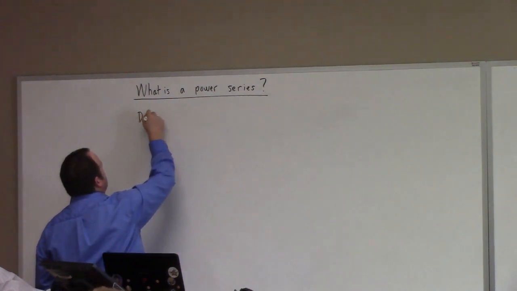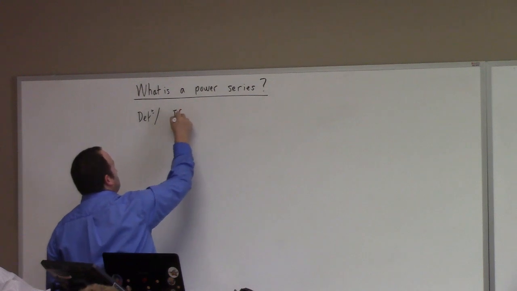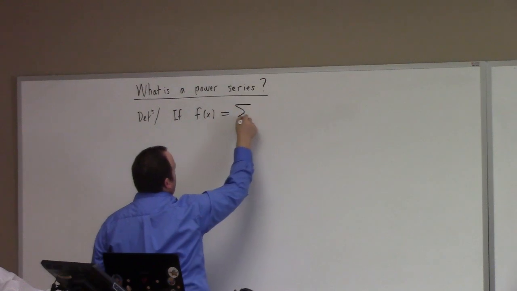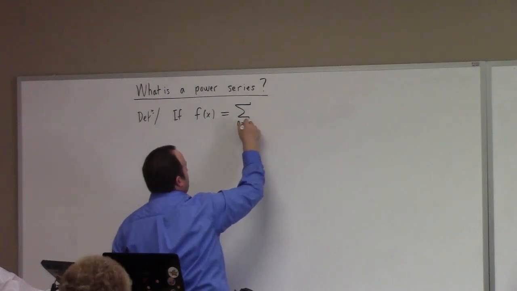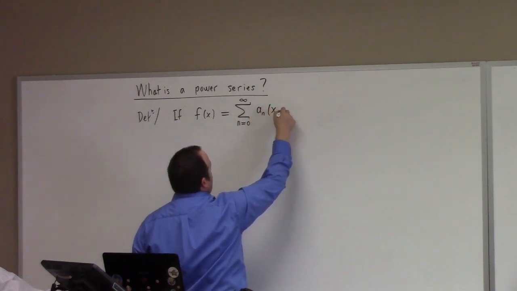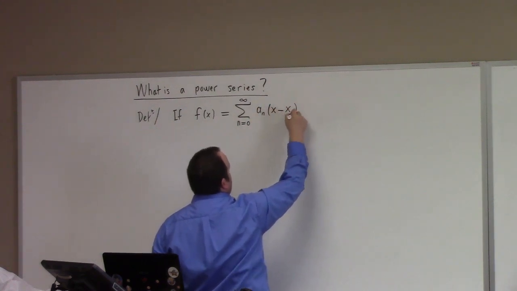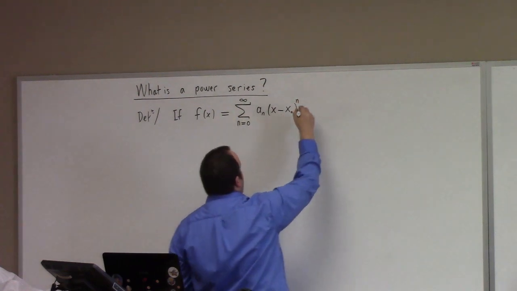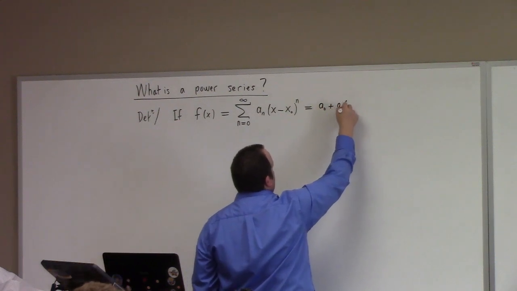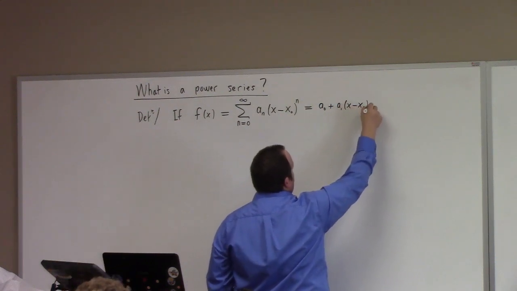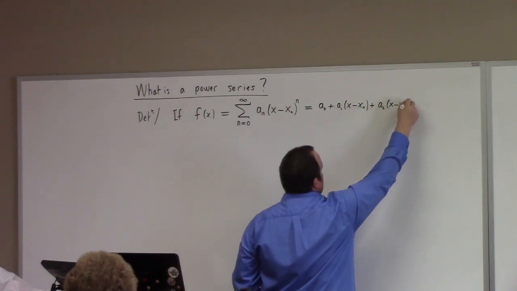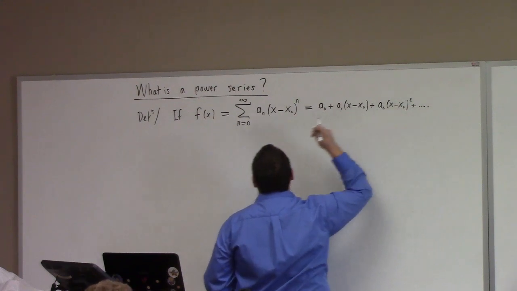So basically, definition. If f of x is equal to the sum, n equals 0 to infinity, of a sub n times (x minus x naught) to the n, right? Now I can expand on that. That would be a naught plus a1 times (x minus x naught) plus a sub 2 times (x minus x naught) squared plus dot dot dot.